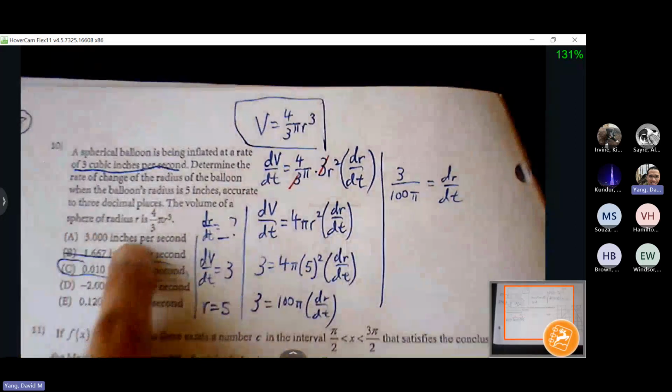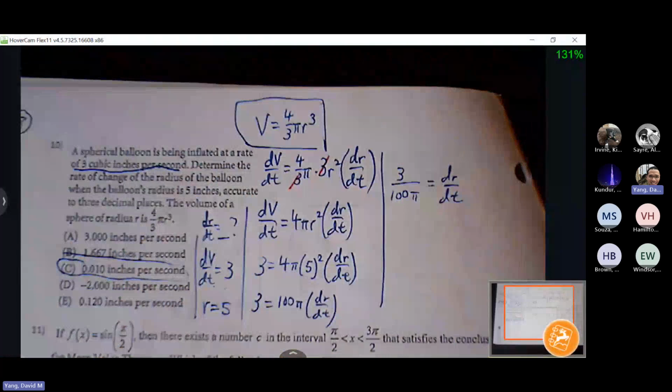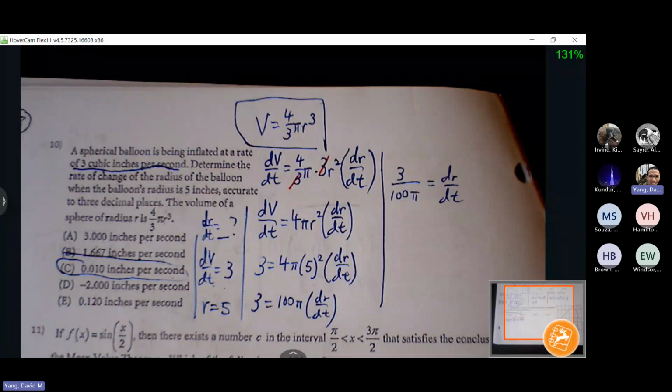Yeah, is it the same on the AP exam? I think the only thing that you're expected to know on the AP exam in terms of geometric formulas are rectangles, trapezoids, triangles, circles, but everything else they'll give you.